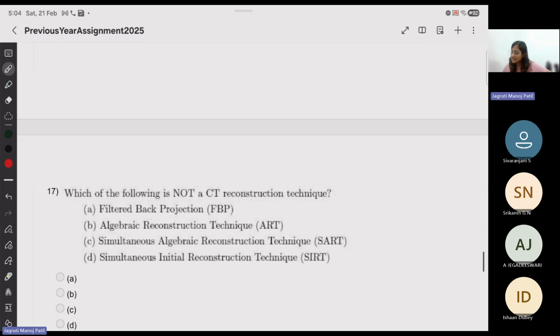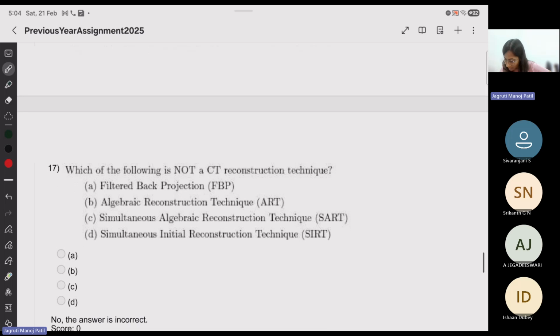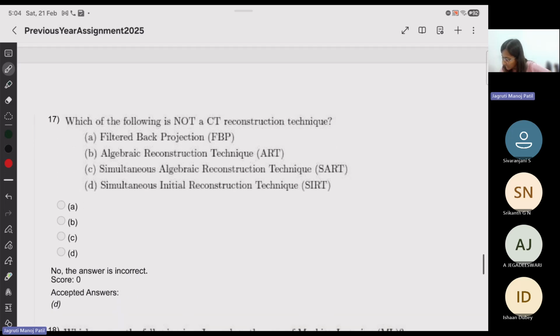Which of the following is not a CT reconstruction technique? All of them are. Algebraic reconstruction, all are. Is this a problem? It says D, but D was also mentioned in the slides. Yeah, all of them are. Probably this would be a wrong question, or the answer would be all are. Most probably.